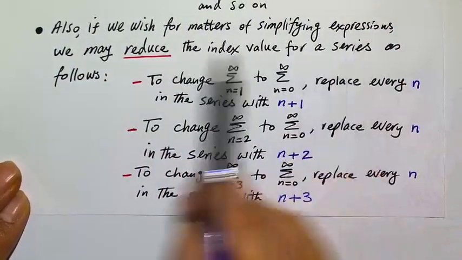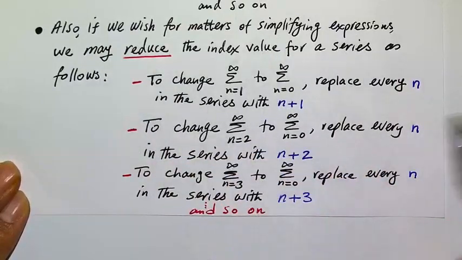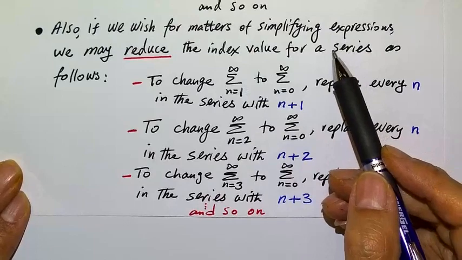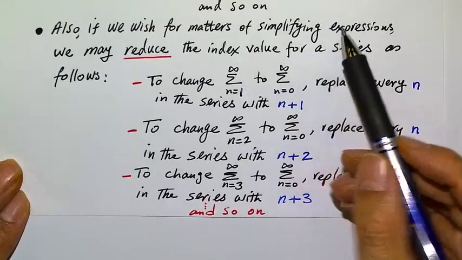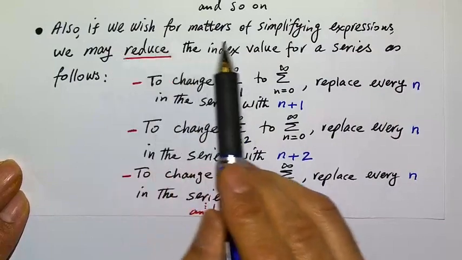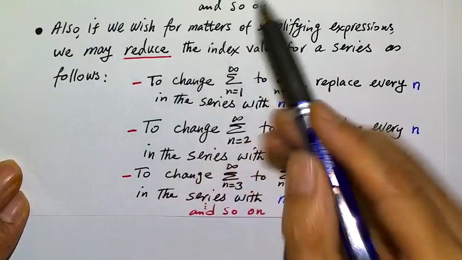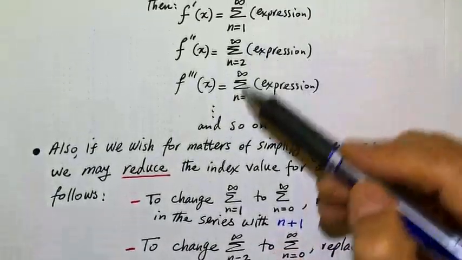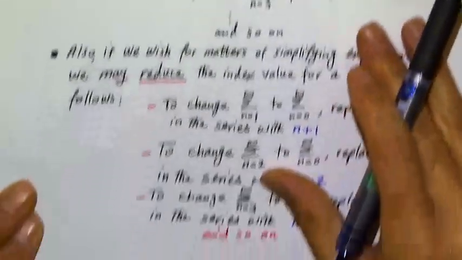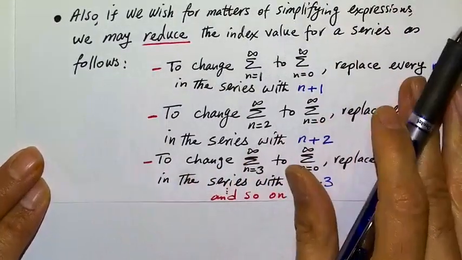And then the other thing we should know is that, for matters of simplifying expressions, and this is up to you, when you work with series, if you see something that you can simplify by changing the indices, the rule is as follows. When we take the derivative, we're going up, right? So we can reduce the index value for a series as follows.